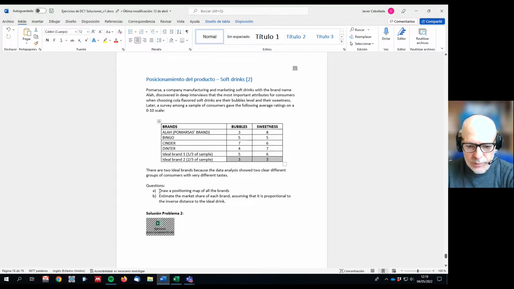So we have to draw a positioning map and also estimate the market share of each of the brands, assuming that this market share is proportional to the inverse distance to the ideal drink, which is quite reasonable because consumers usually choose the brand that is closest to the ideal brand, and the market share of the rest of the brands are proportional to this distance.